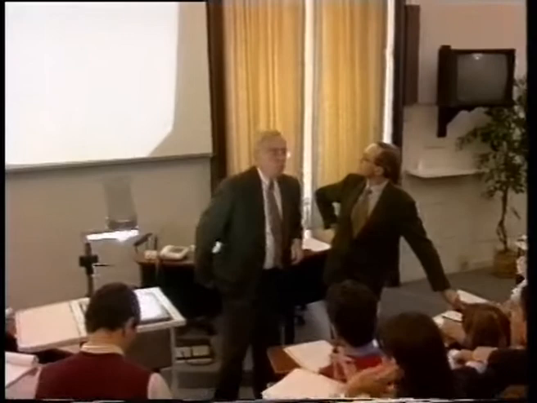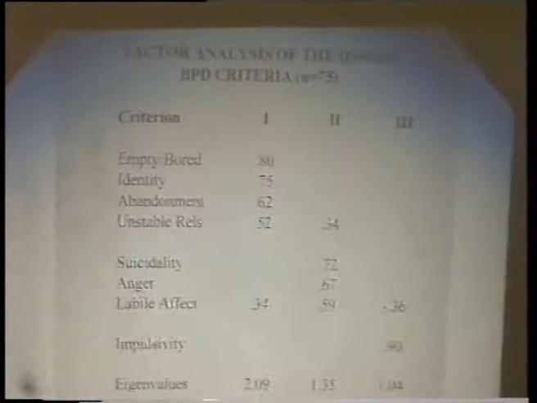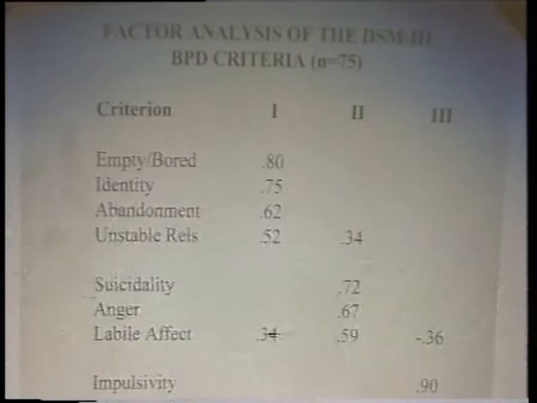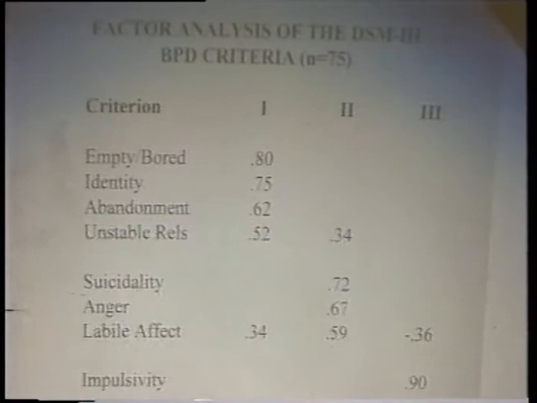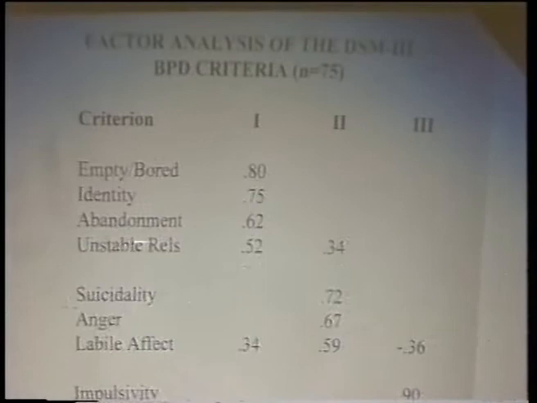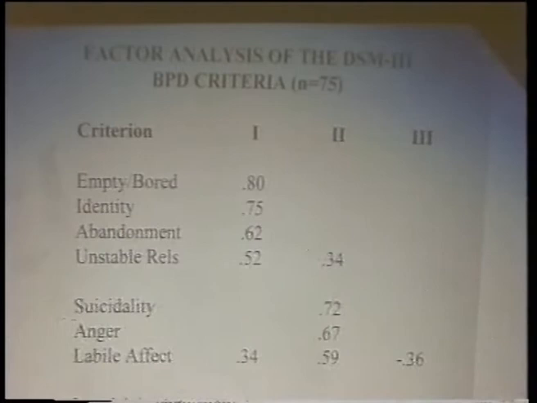Remember, there were 9 criteria for borderline in DSM-IV. In DSM-III-R there were 8. So these are the 8 criteria. And we measured the degree to which a large group of patients met those 8 criteria. And then we reduced that data with factor analysis. Remember I told you the list is like a Chinese menu, and you can't tell what's related to what. This is an empirical approach to make the Chinese menu more understandable.